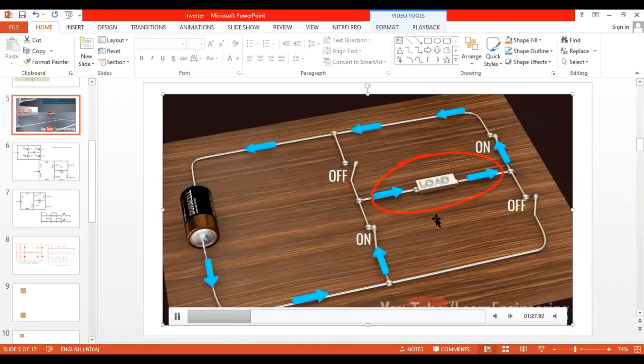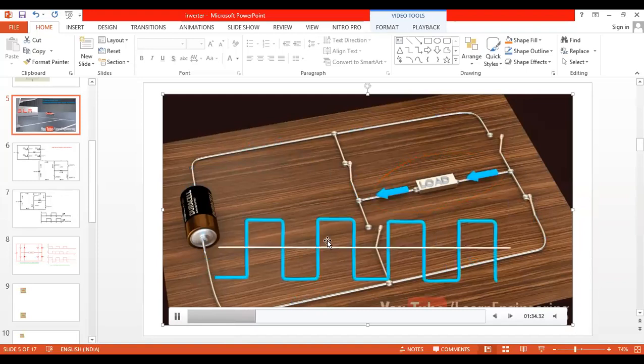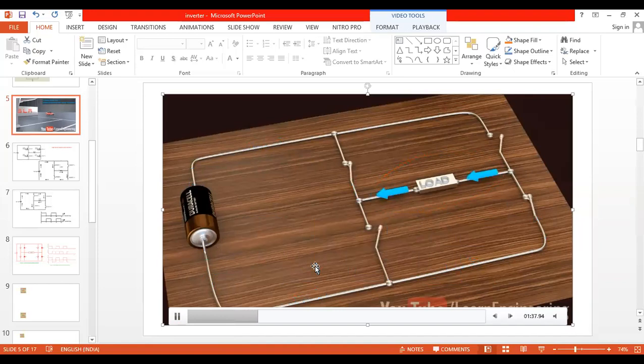So here the load is nothing but the AC motor. AC motor speed has to be controlled at different speeds. So AC current means it is not only a sine wave, it can be a square waveform, triangular waveform. Now let us see in what way the current flows. Okay, 60 hertz or 50 hertz input, the output, sorry. So this animation, what they are trying to show you here.